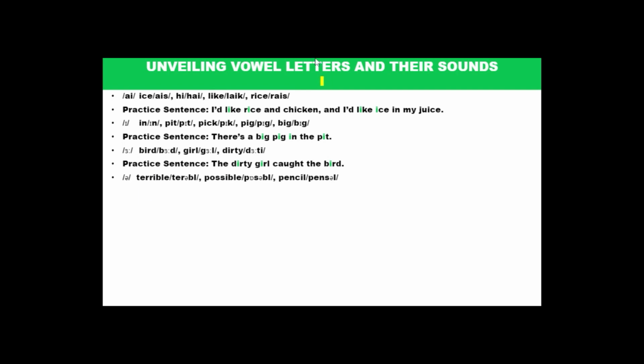Another sound represented by the vowel letter I is the sure sound A, as in the words terrible, possible, and pencil. Practice sentence. It is possible to use a pencil, but it may be really terrible. Notice the sure sound in possible, pencil, and terrible.